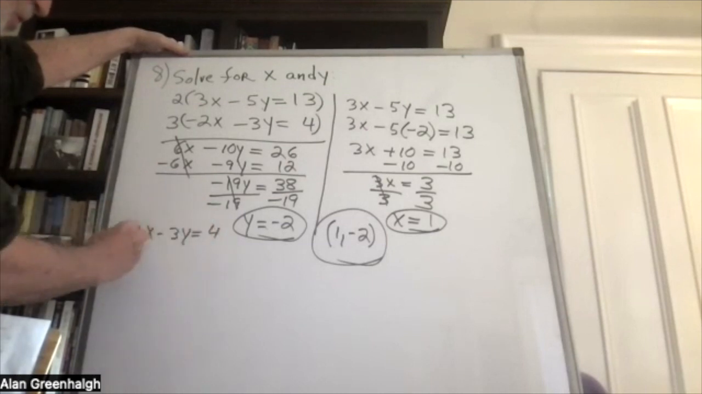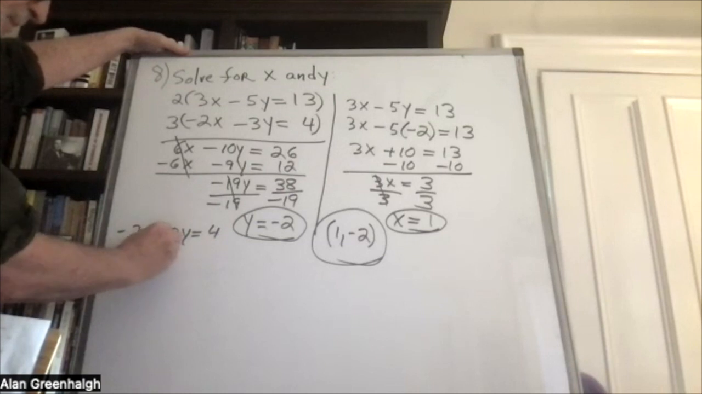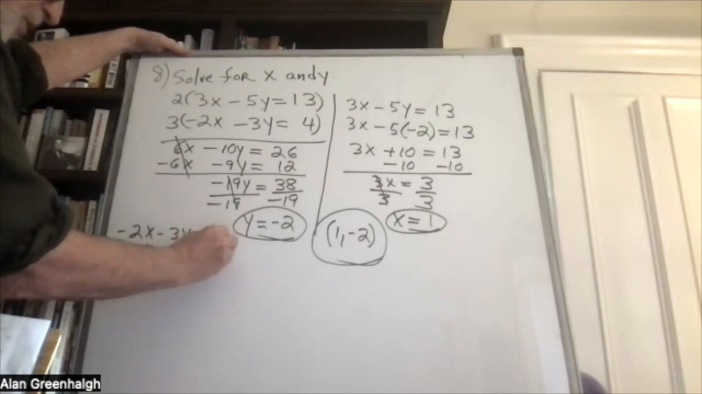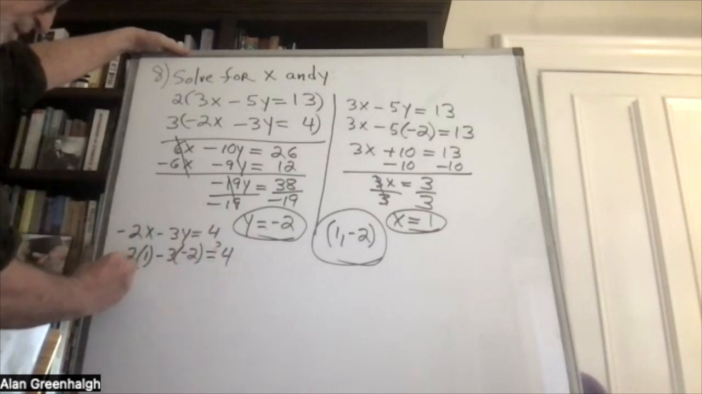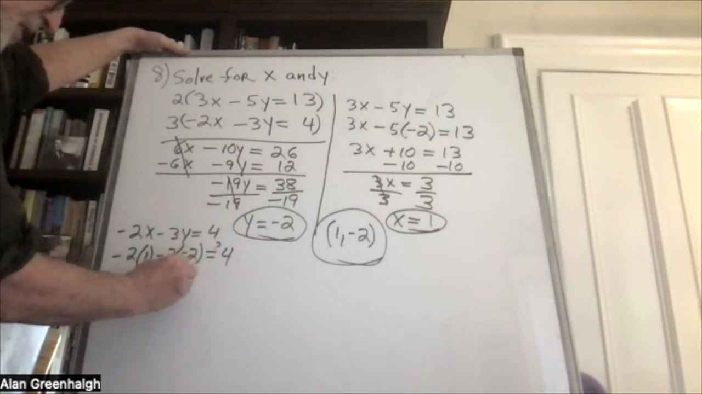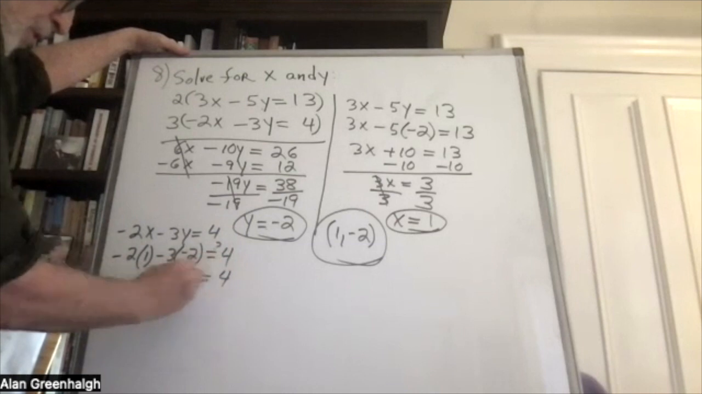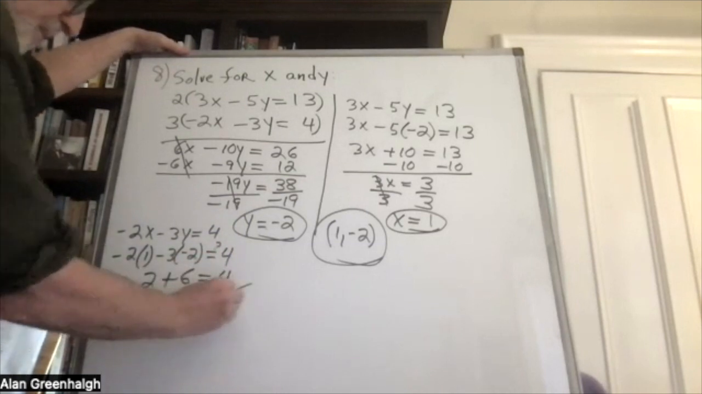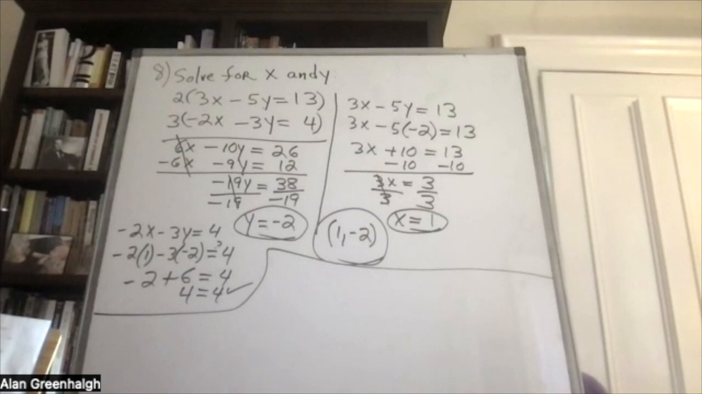I'm substituting the 2 points: -2 times 1 minus 3 times -2 equals 4, hopefully. And this is -2 plus 6, which is equal to 4. So there's your check. That's the check. Yeah, I was just a little confused at the beginning.